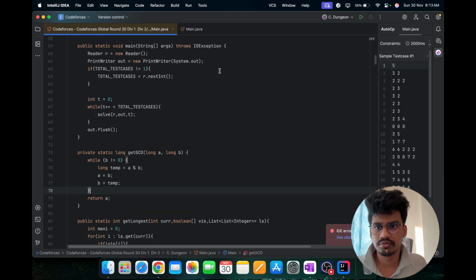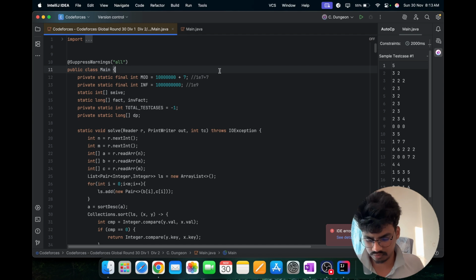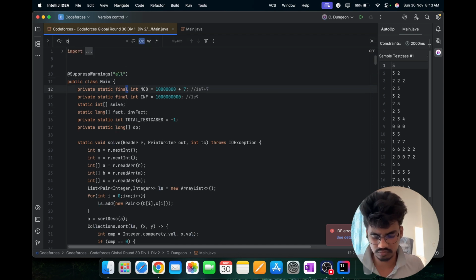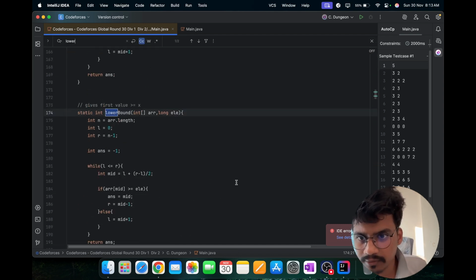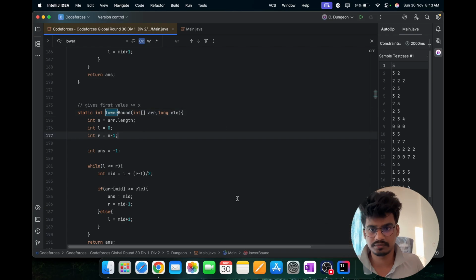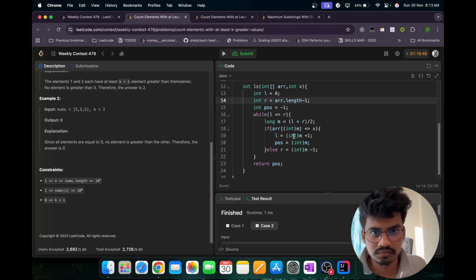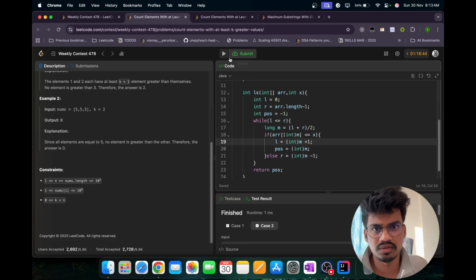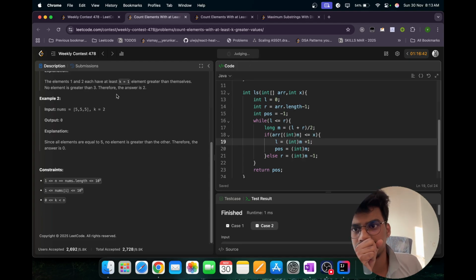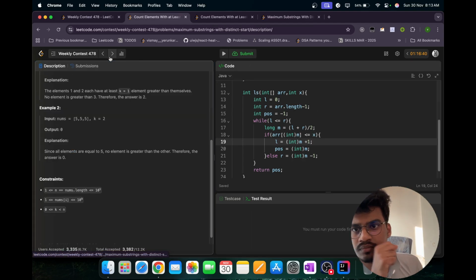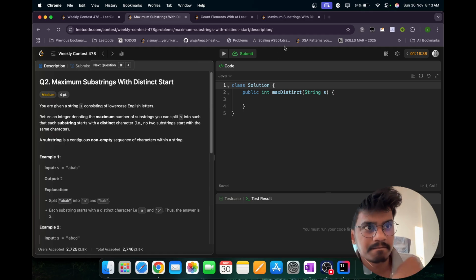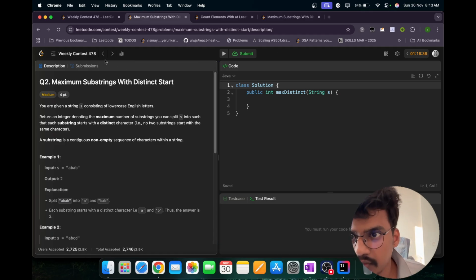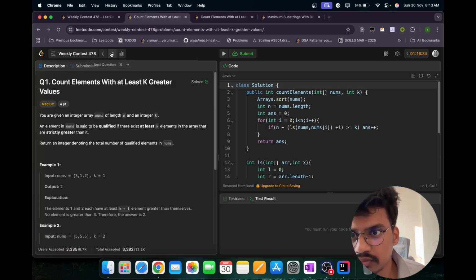I just got confused about the lower bound part. Okay, it is n minus 1. Then this should work. We took a lot of time in today's contest.